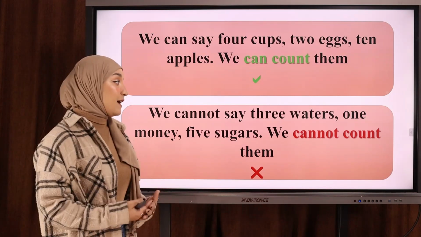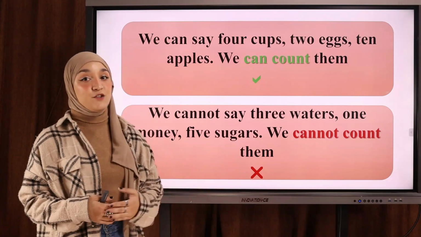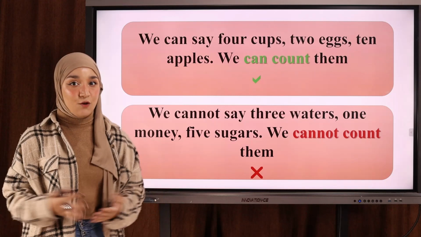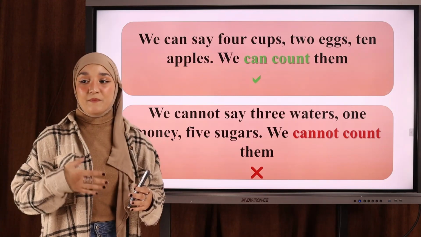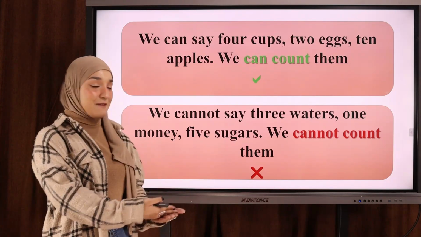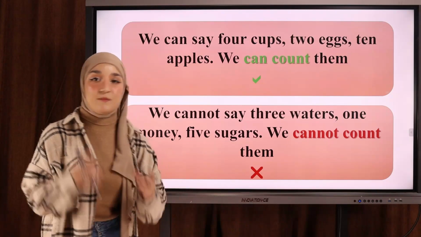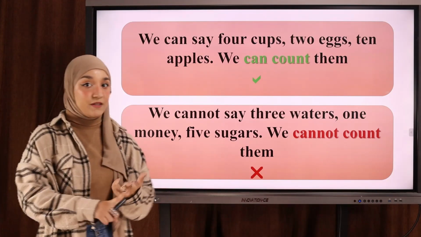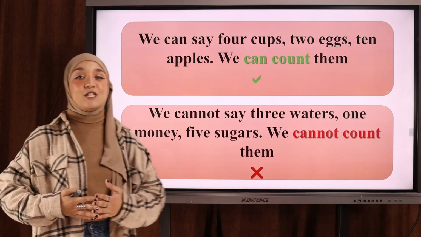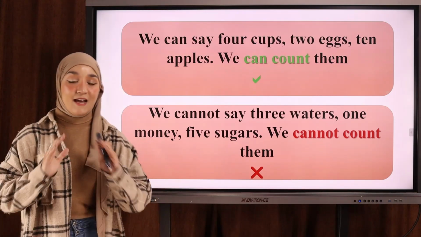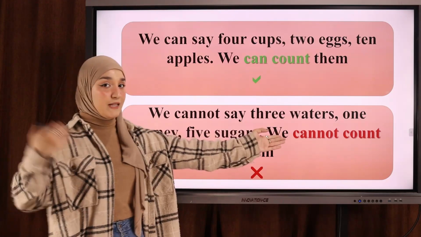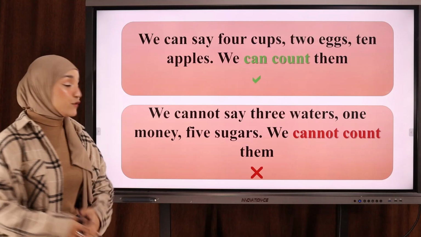Sure, we can count maybe the cups of water. I can say a cup of water, 3 cups of water, a bottle of water. We can count the bottles and the glasses and the cups. We can count those. So those in English are called food containers, things that contain food and liquids like water or sugar.